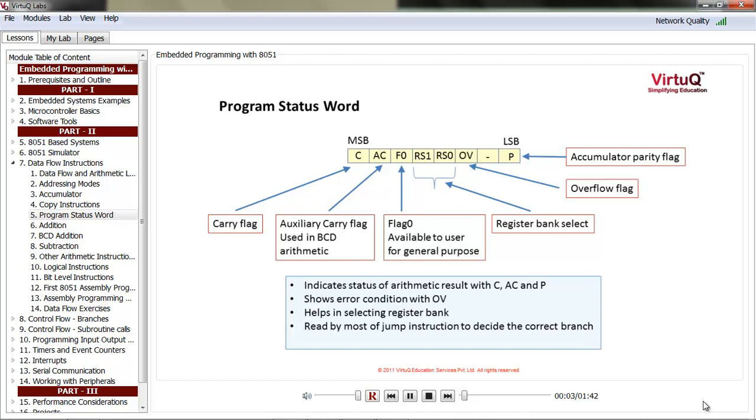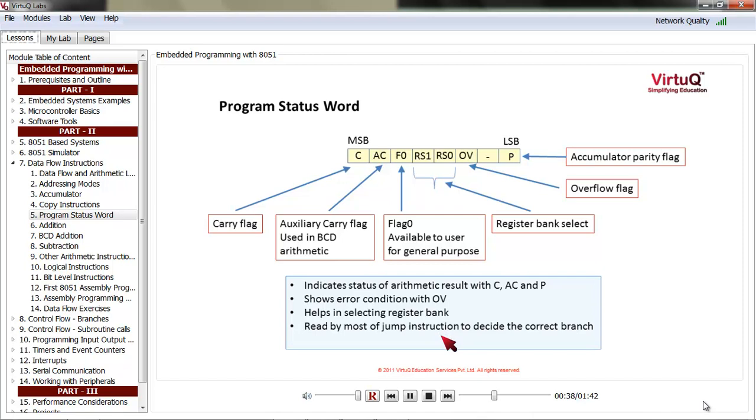As we discussed earlier, as part of executing various instructions, ALU reads the program status word or PSW register and also keeps modifying it depending on the result. PSW indicates the status of arithmetic result with carry, auxiliary carry and parity flags. It further shows error condition with overflow flag. Bits RS1 and RS0 help in selecting one of the register banks. PSW is further read by most of the jump instructions to decide the correct branch.